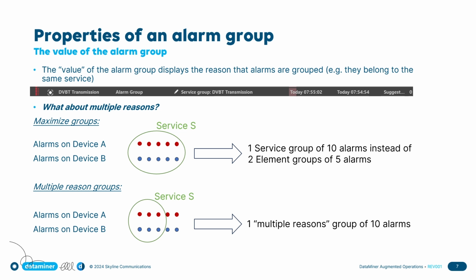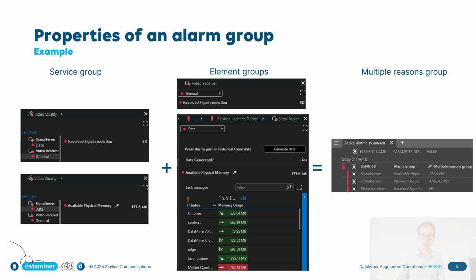Let me show you quickly what this looks like in DataMiner. So in DataMiner, I've created the following setup. I have 2 devices, this first one and the second one. Now this first one, this video receiver, only has 1 parameter, which is currently an alarm. And then this second device, the signal receiver, has multiple parameters, and exactly 2 of them are in alarm. Okay, so we could create 2 groups. One group containing this single alarm, and another group containing both of these alarms because, well, they belong to the same element. However, there's also a service in the mix.